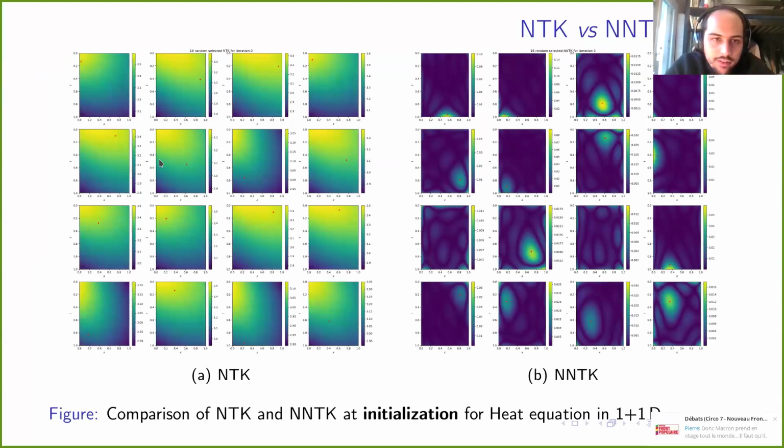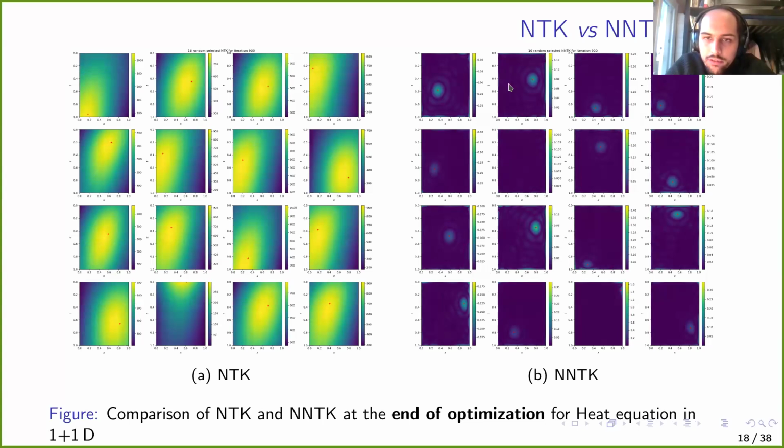But sorry, before that, the interpretation in terms of NTK. You remember, I showed you the NTKs at the beginning, and we see that it is the same thing. When we take the traditional gradient, the impact is not localized around the point. But now, if we take the NNTK, you see that it is much more localized around the point, which is of course suitable. And this is at the beginning.